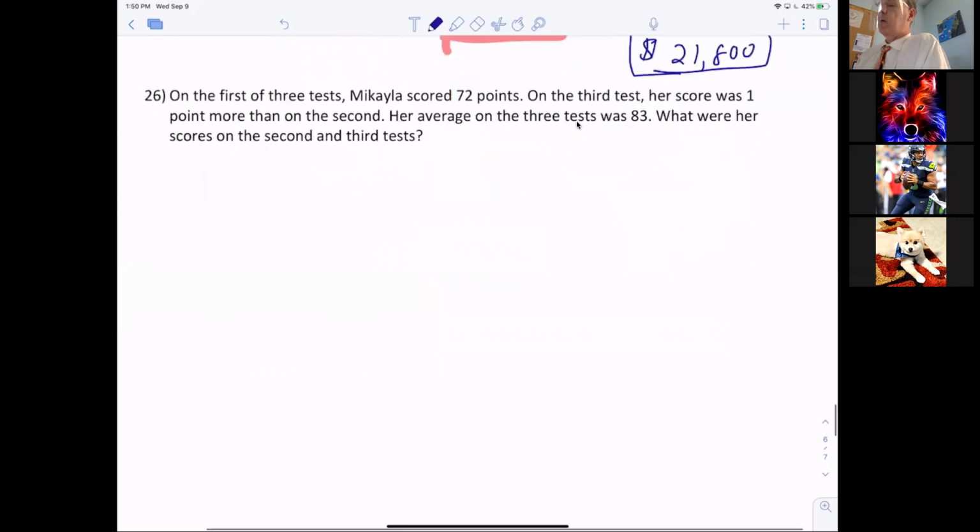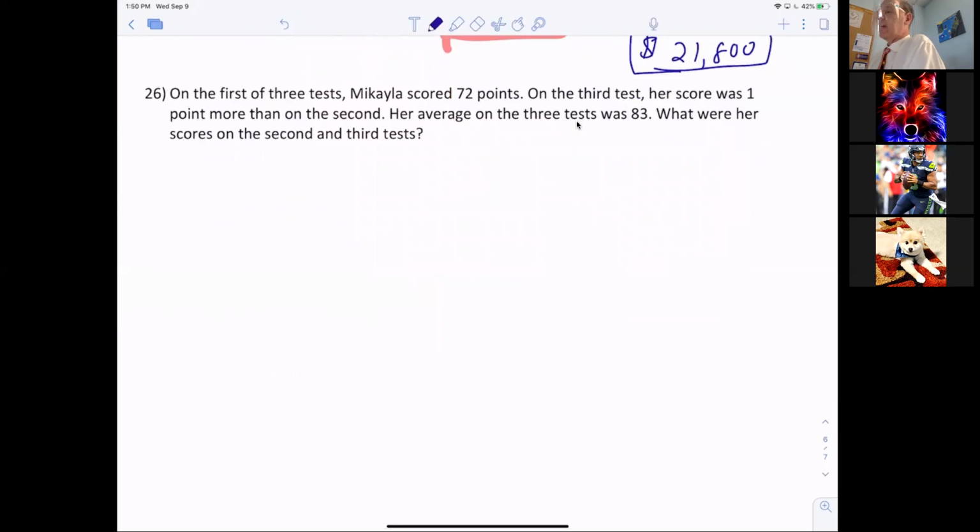All right, here we go. Michaela, go. Tell me how to do this. So, on the first test, it was 72. How many tests are there? 3. So I have first, second, and third. The first is 72. Good. The second is x. And the third is x plus 1. Perfect. And then you put that over 3. Well, what do you mean put that over 3? 72 plus 2. 73 plus 2.